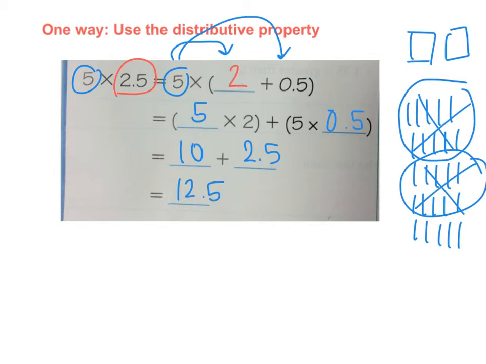Very good. Let's check to see if our answer is in the zone of our estimate. What was our estimate when we used the whole numbers? 15. Is 12.5 pretty close to 15? Yeah, so does that give us some confidence that our answer is probably correct?